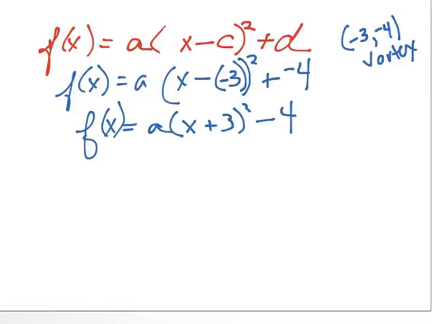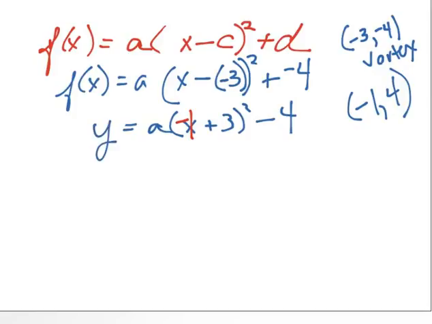What was the other point that they gave us? They gave us another point. They gave us -1, 4. So how about we use that inside this equation? What if we put -1 right there where x goes? And what's this over here? This is really just a y, isn't it? When we graph, it's a y. So let's put 4 right there. So let's solve this equation.